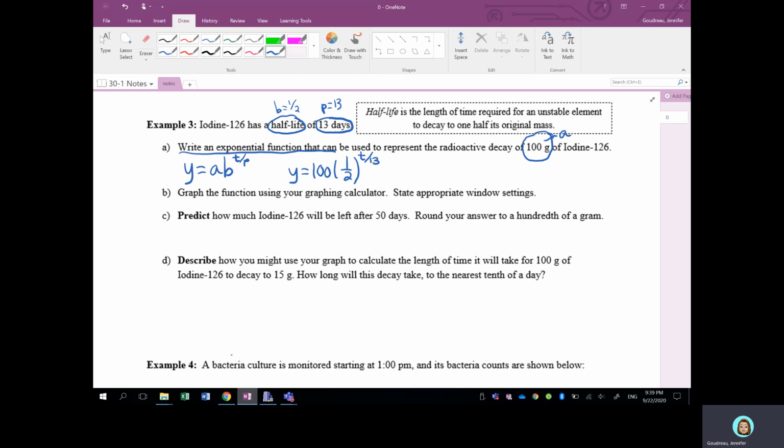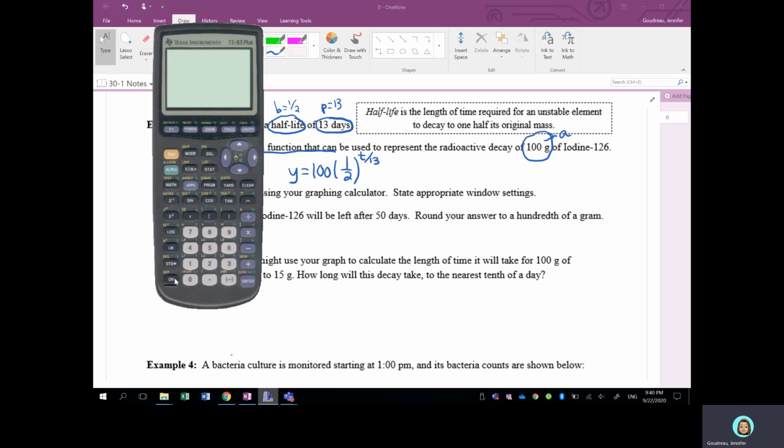Part B, graph this function using your graphing calculator and state appropriate window settings. So let's get our calculator turned on here. Let's go into y equals and let's put that function in. So 100 times 1/2 to the power of t over 13. I'm making sure I put that in brackets in this calculator, but the whole thing is there. Now, before I go ahead and graph it, let's talk about appropriate window settings.